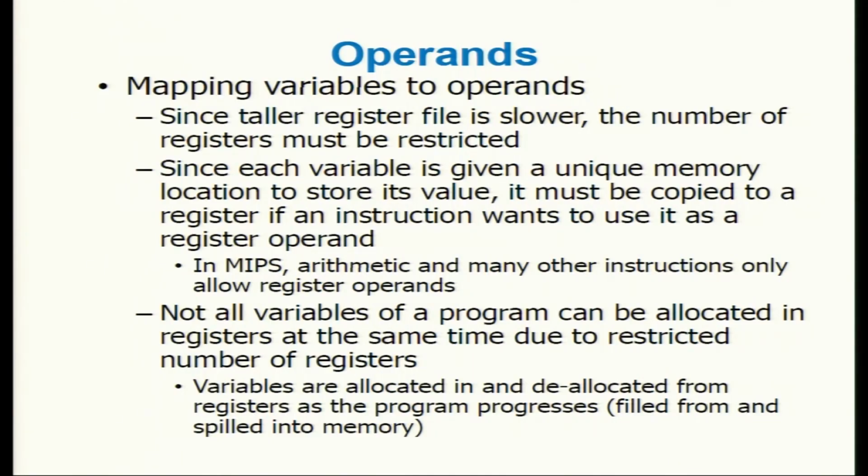Now, since each variable is given a unique memory location to store its value, that's what we have just agreed, that at the beginning of the program, A, B, and C in your A equal to B plus C will have fixed memory locations for storage. So that means every variable has to be copied to a register if an instruction wants to use it as a register operand. It has to be fetched from memory and put in a register.